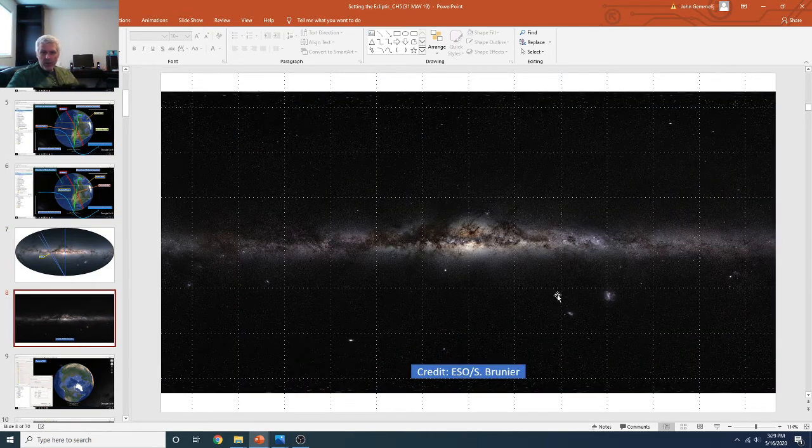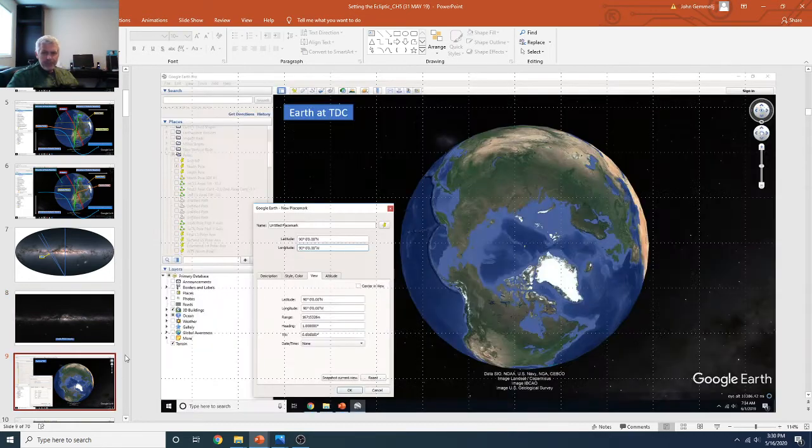Okay, here's that other one that I showed in another video, with the credit, of course, to ESO and S. Brunier. ESO is a European space observatory, I can't remember. Okay, and this one is a picture of the Earth.